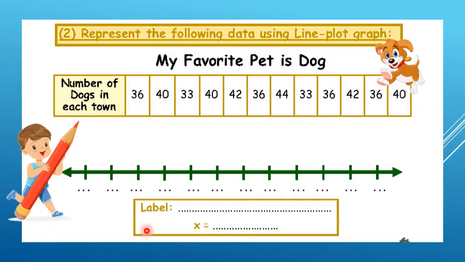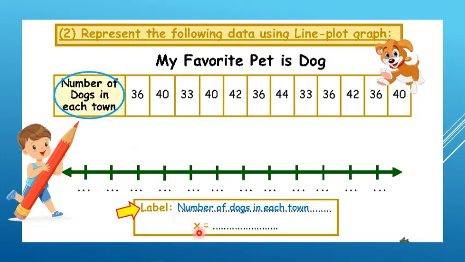Okay, now let's go to our table. First of all, to write our label, we take the first column here, which is number of dogs in each town. Then write it down here: number of dogs in each town is our label. Now, to indicate our x, which is our key, we look at number of dogs in each town. After the word each, it will be our key, which is town.